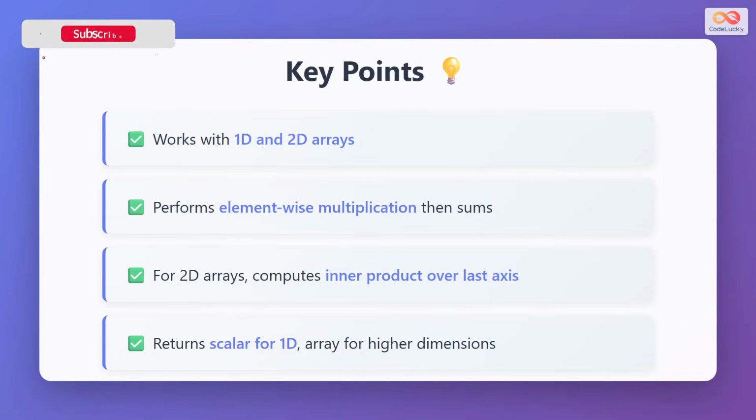Let's recap the key points. The inner function works with both one-dimensional and two-dimensional arrays. It performs element-wise multiplication followed by summation. For two-dimensional arrays, it computes the inner product over the last axis. The function returns a scalar for one-dimensional inputs and an array for higher-dimensional inputs.